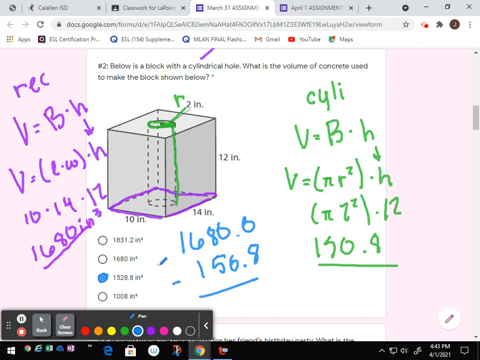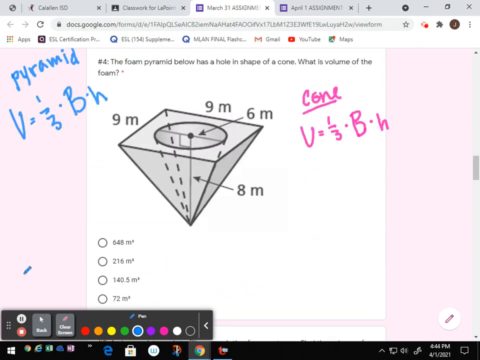Okay, so next question we're going to go to is question 4. Number 4 says, the foam pyramid below has a hole shaped like a cone. What is the volume of the foam? As you can see, we have a pyramid and a cone. So those are our two shapes. So I went ahead and wrote our formulas. As we can see, they use the same formula for both of them. The only difference is we're going to replace big B for both of these with the area formula of their bases.